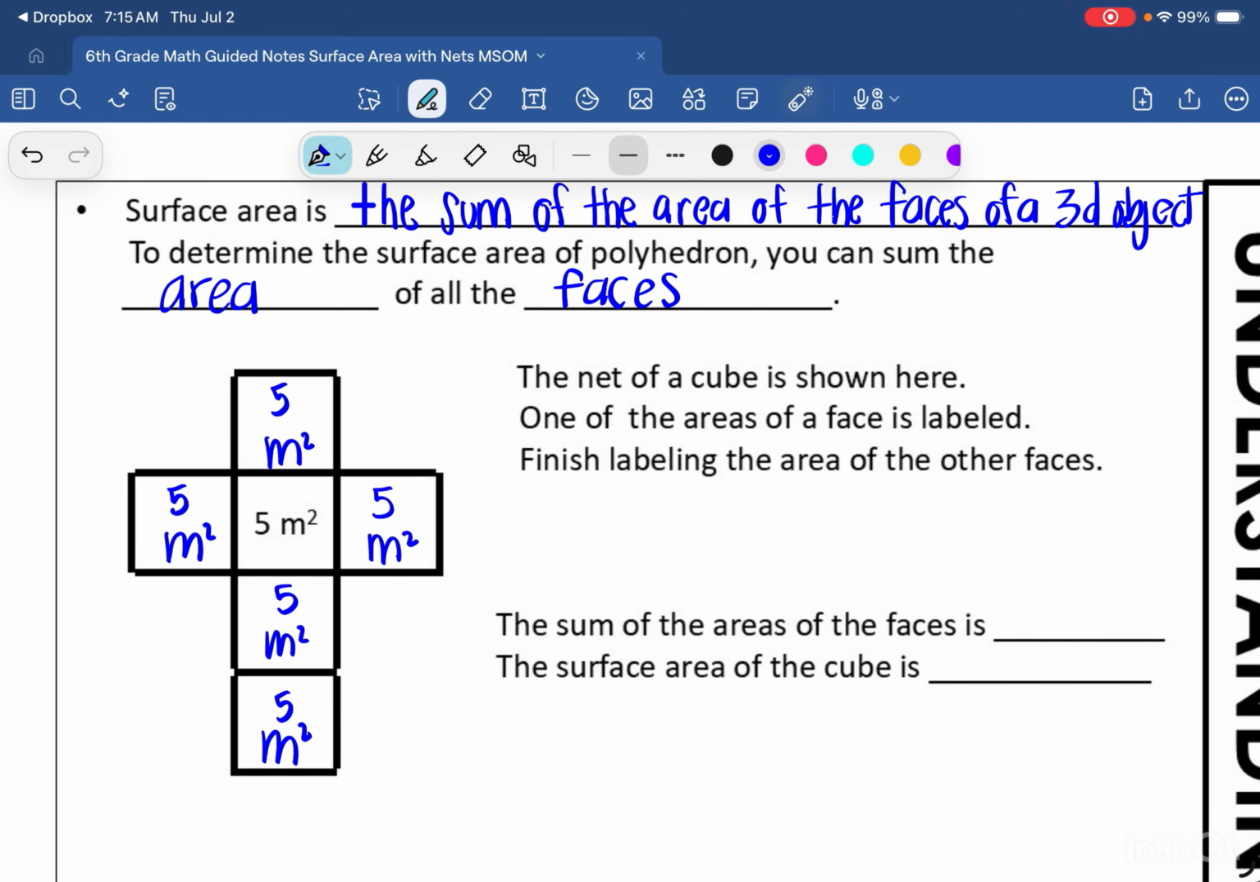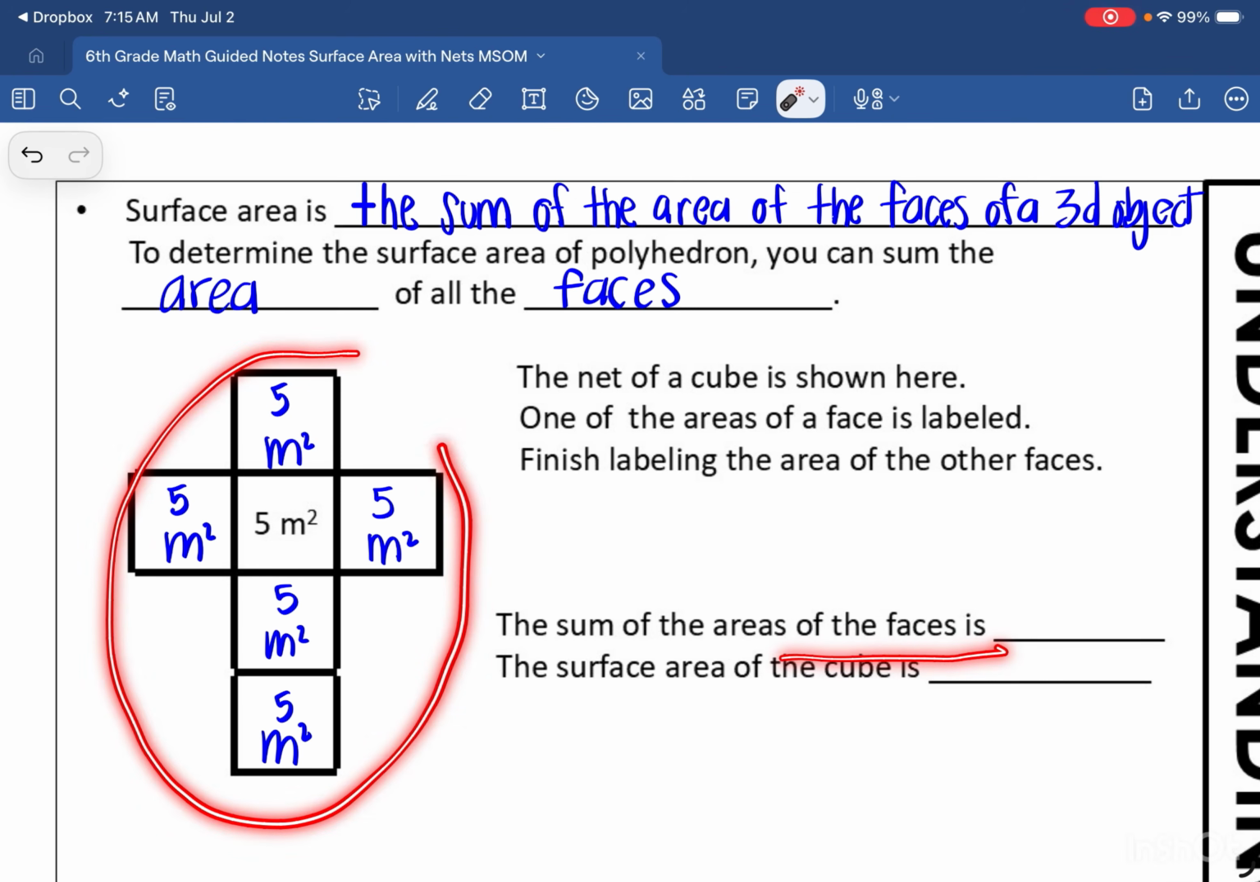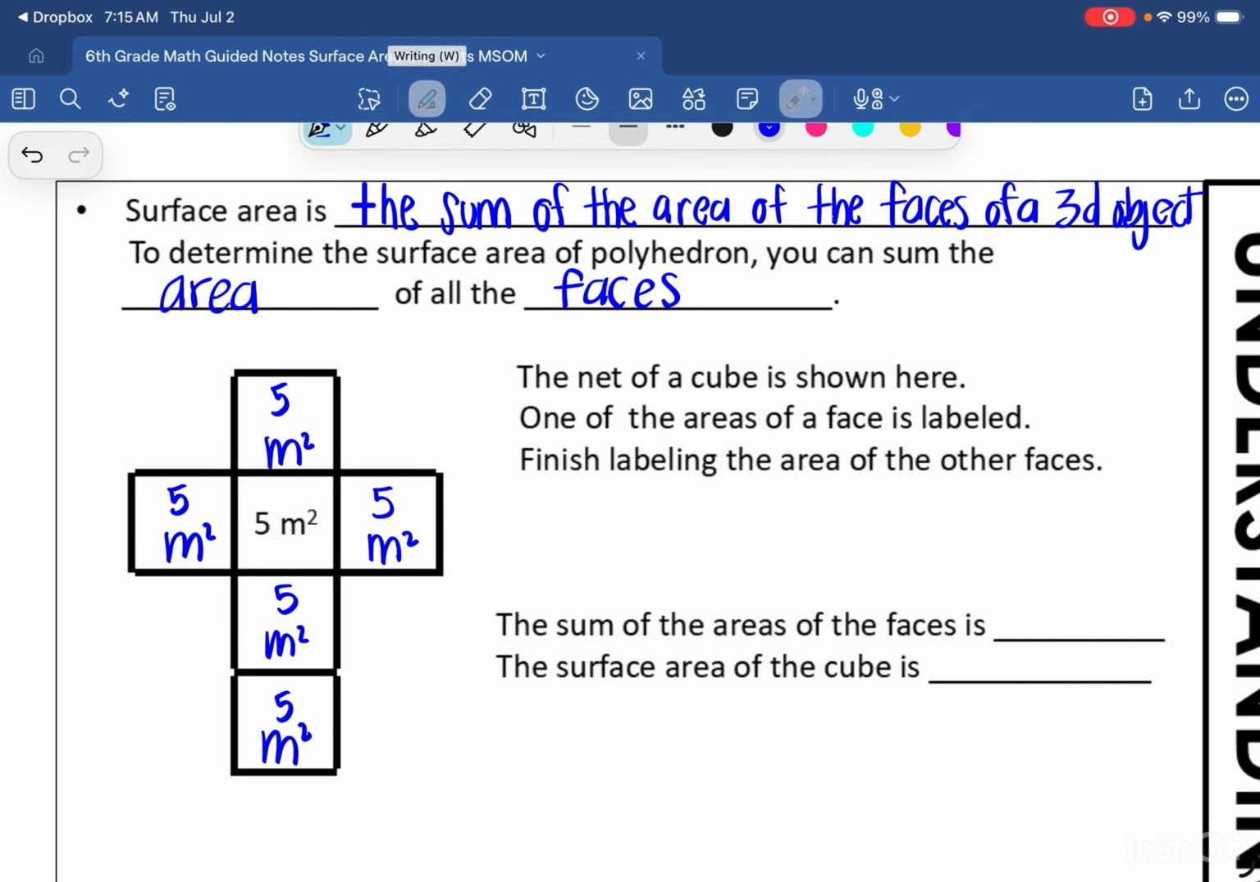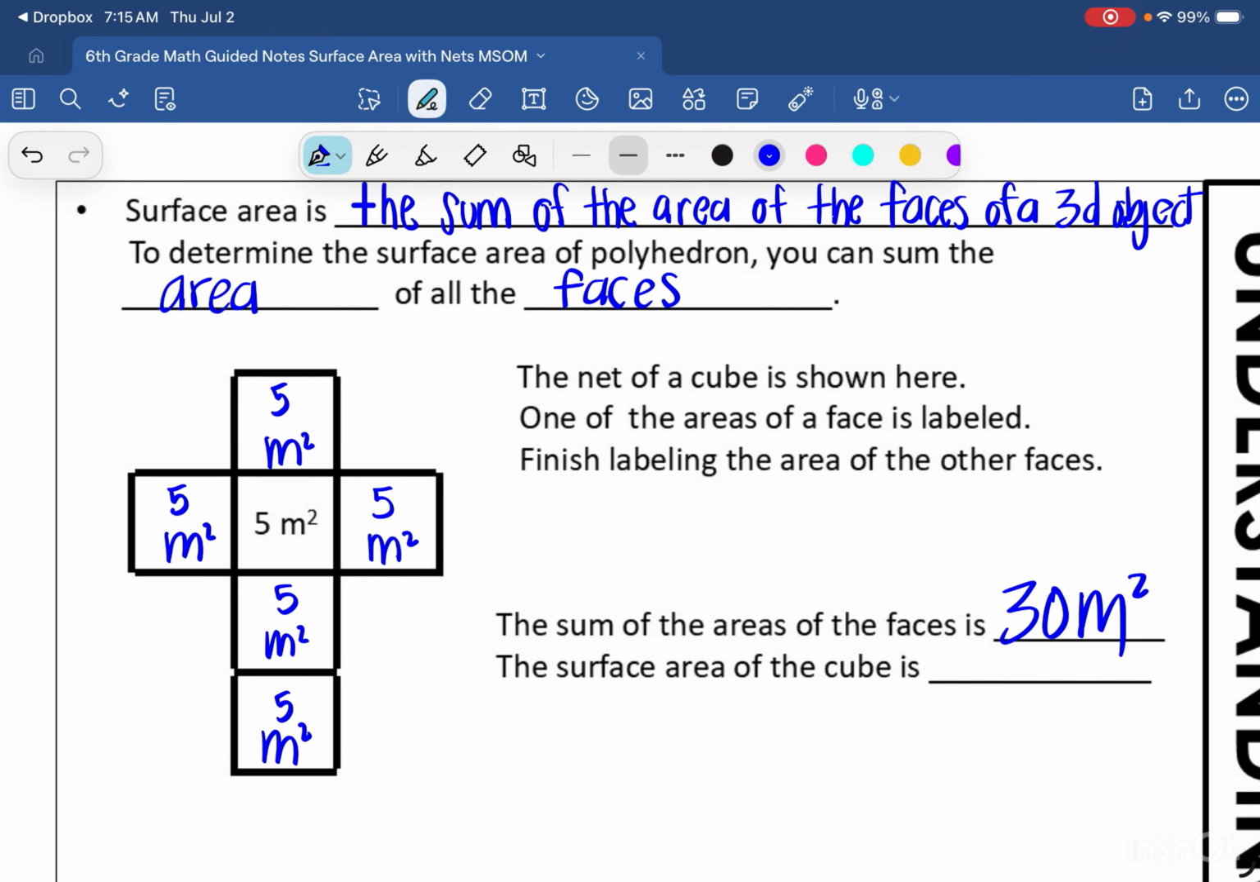The sum of the areas of the faces is, so if I add up all of those areas, there's 6 of them, so 5 times 6 is 30 meters squared. The surface area of the cube is 30 meters squared. That's what surface area means, the sum of all the face areas.